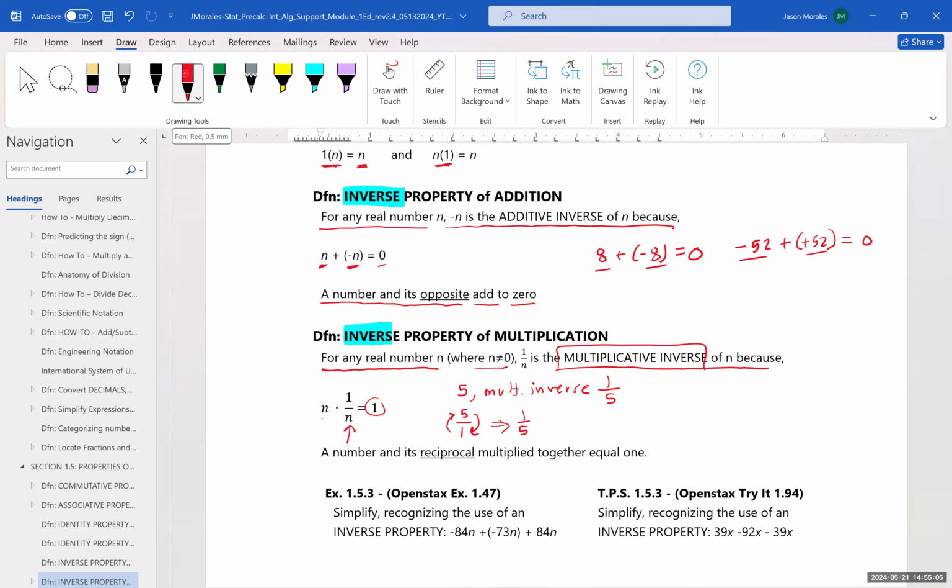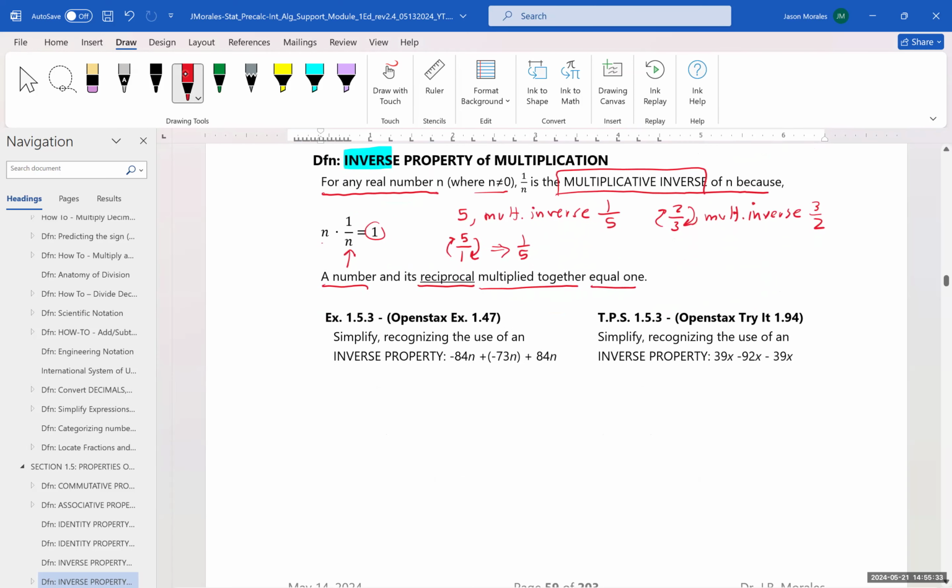Let's say we had 2/3. Then the multiplicative inverse of 2/3 is 3/2. So I just flipped numerator and denominator there. Okay, so a number and its reciprocal multiplied together equal 1.